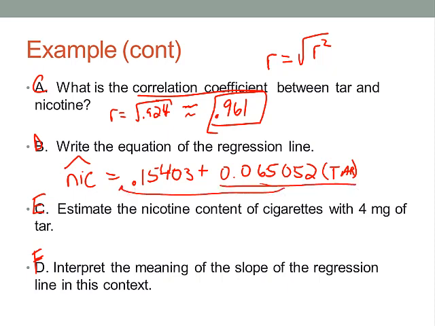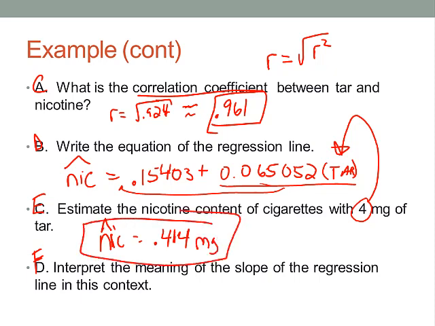Part E, estimate the nicotine content of cigarettes with 4 milligrams of tar. Do you see how easy it is now to figure that out since we've used our variables? I know I told you I wouldn't say that again, but I thought it necessary. So 4 milligrams of tar, I'm going to take that 4 and plop it in for the tar. I no longer have to make that translation that x was tar and then plug 4 in for x. It's already there for me. So when I plug that in, I get about 0.414 of nicotine. That is milligrams. So the predicted value for nicotine is about 0.414 milligrams.